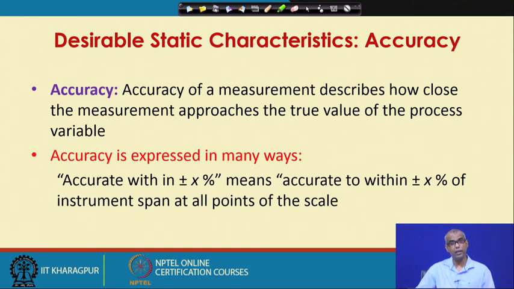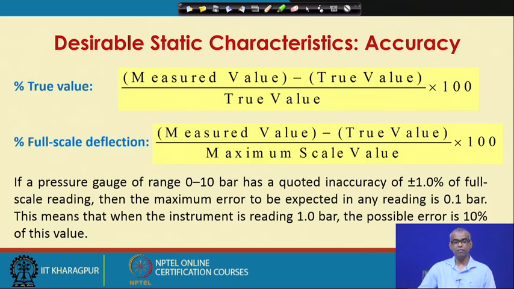Accuracy is expressed in many ways. Accurate within plus minus x% will mean accurate to within plus minus x% of instrument span at all points of the scale. There are other ways to express accuracy.